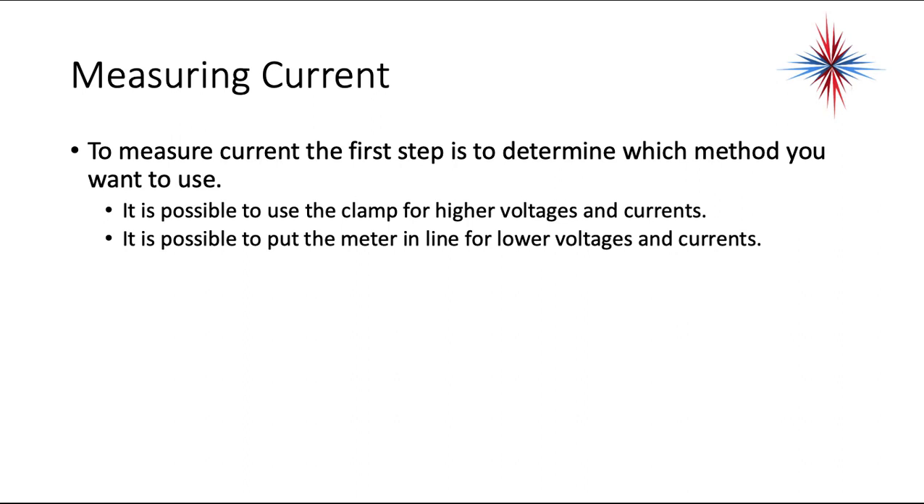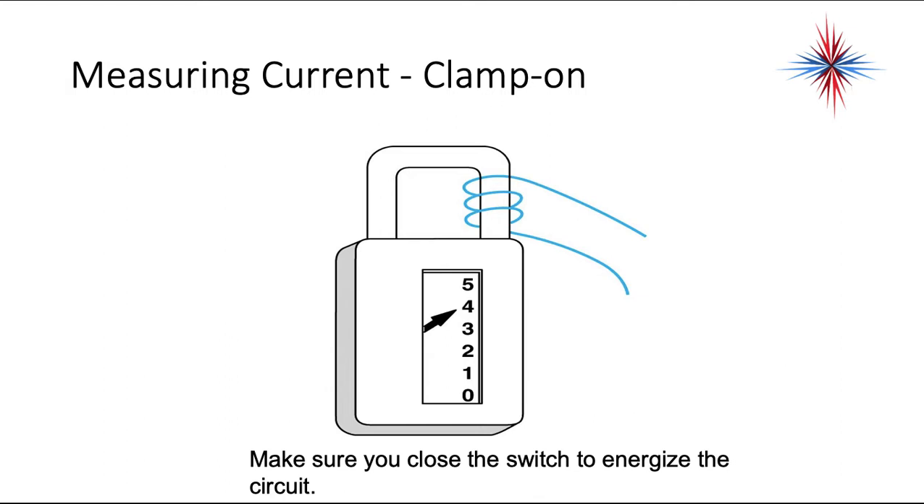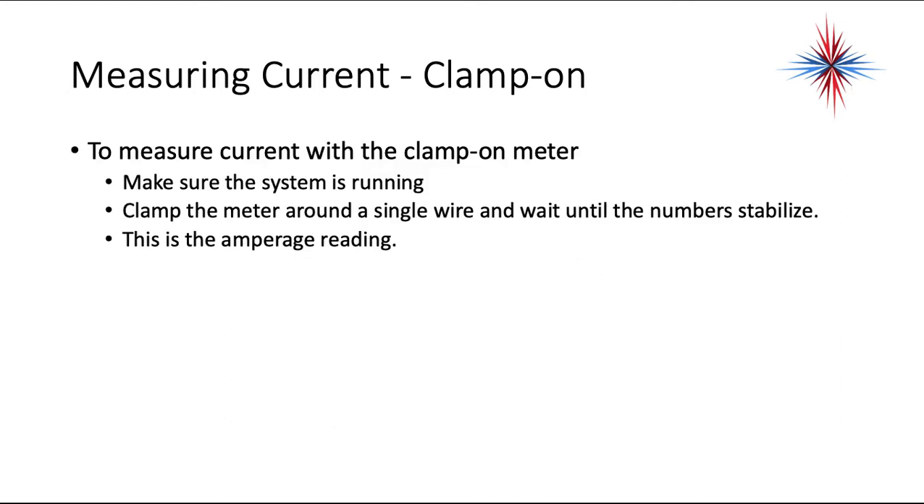To measure current, the first step is to determine which method you would want to use. It's possible to use the clamp on for higher voltages and currents. It's possible to put the meter in line for lower voltages and currents. Make sure you close the switch to energize the circuit. So to measure the current with the clamp on meter, make sure the system is running. Clamp the meter around a single wire and wait till the numbers stabilize. This is your amperage reading.